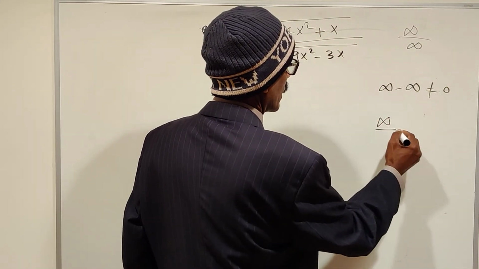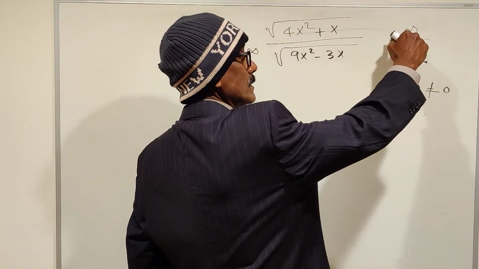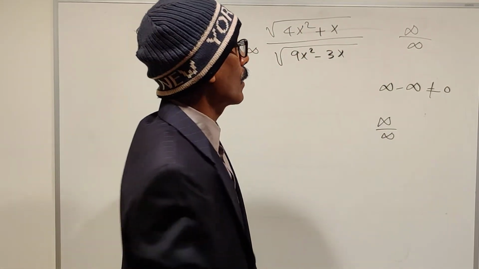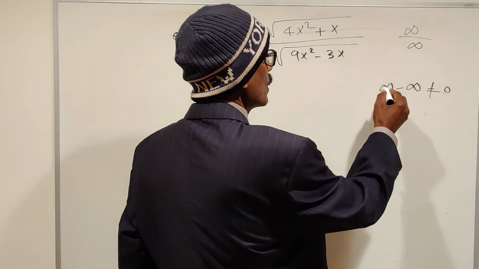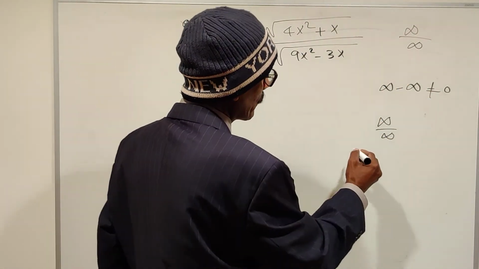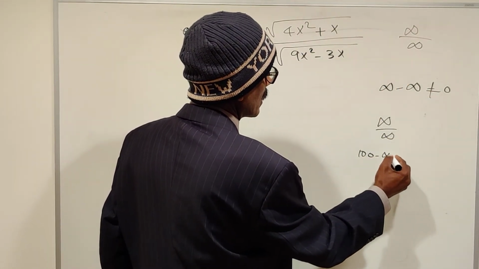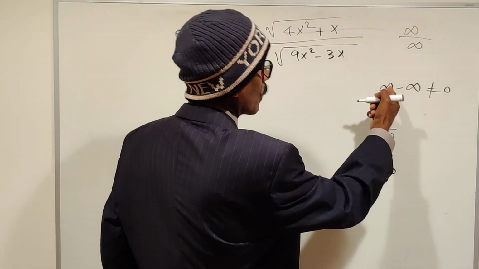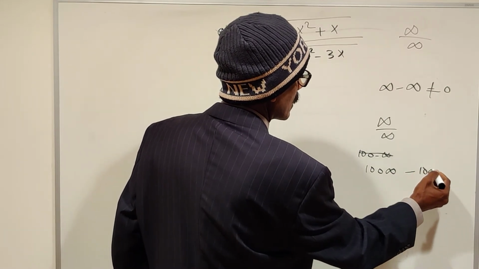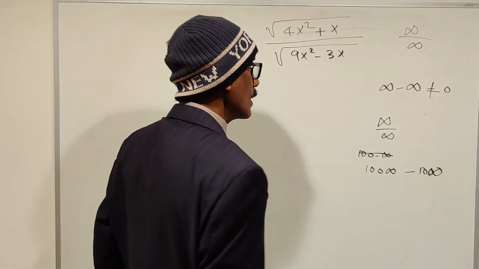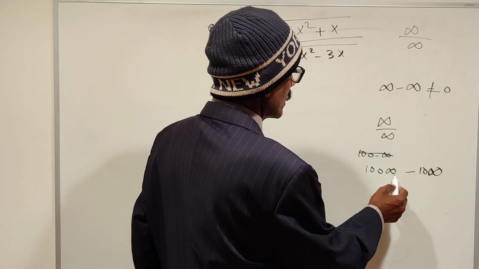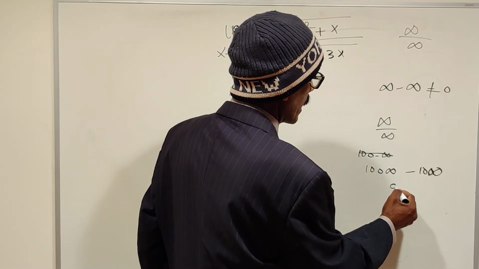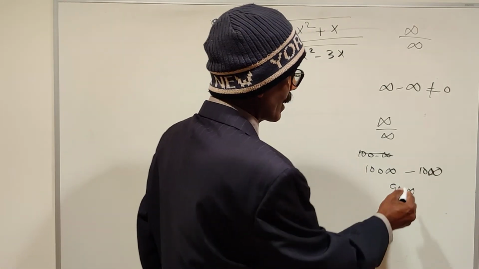Infinite divided by infinite is why the answer is indeterminate form. So infinite minus infinite is not equal to 0. Why? 100 times infinite is also infinite, minus 10 times infinite is also infinite. So 100 infinite minus 10 infinite is what? 90 infinite. So that is wrong.